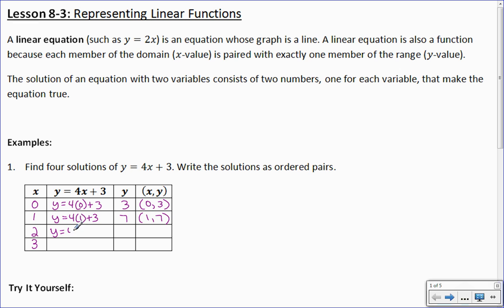When x is 2, we have y equals 4 times 2 plus 3. 4 times 2 is 8, plus 3 is 11. That's 2, 11. And when x is 3, we have y equals 4 times 3 plus 3. 4 times 3 is 12, plus 3 is 15. So that's the ordered pair, 3, 15. Now there are lots and lots and lots of ordered pairs that are solutions of this equation. This is just 4 of them. So those are all solutions to the equation y equals 4x plus 3. Those are 4 examples of solutions.